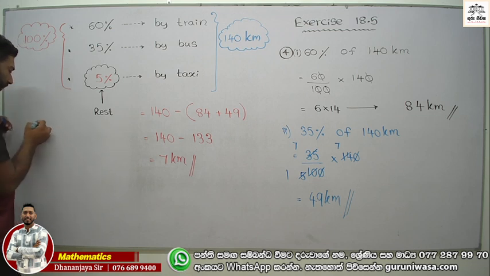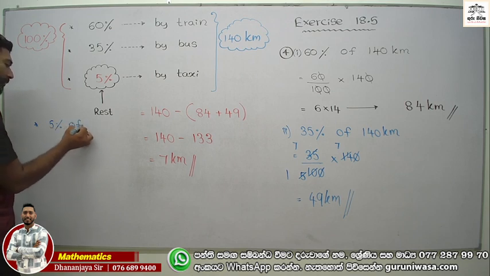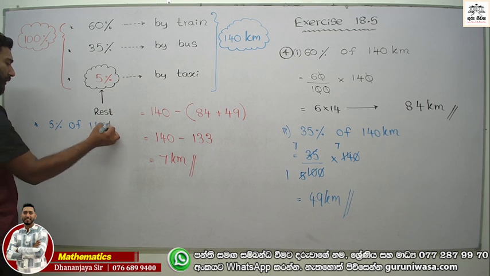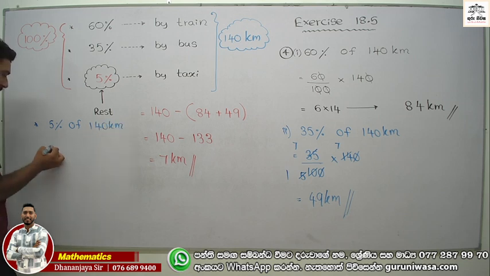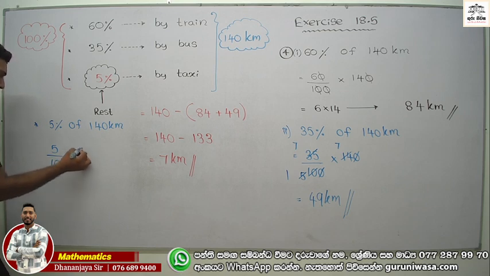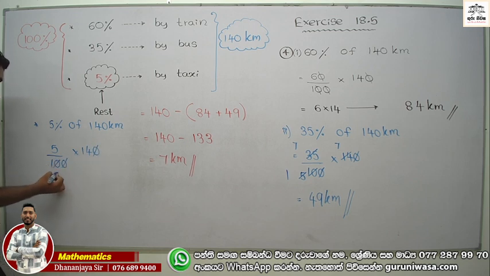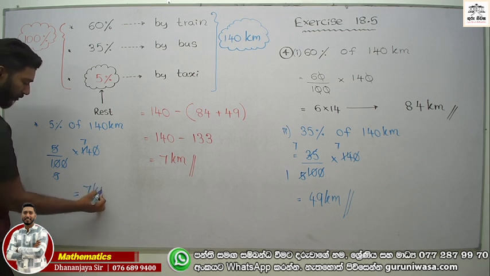Therefore the second method is by taxi: 5% of 140 kilometers. Now you can write it as 5 over 100 multiplied by 140. 0 and 0 cancel, 2 times 5, 2 times 7, 5 and 5, then the answer becomes 7 kilometers.